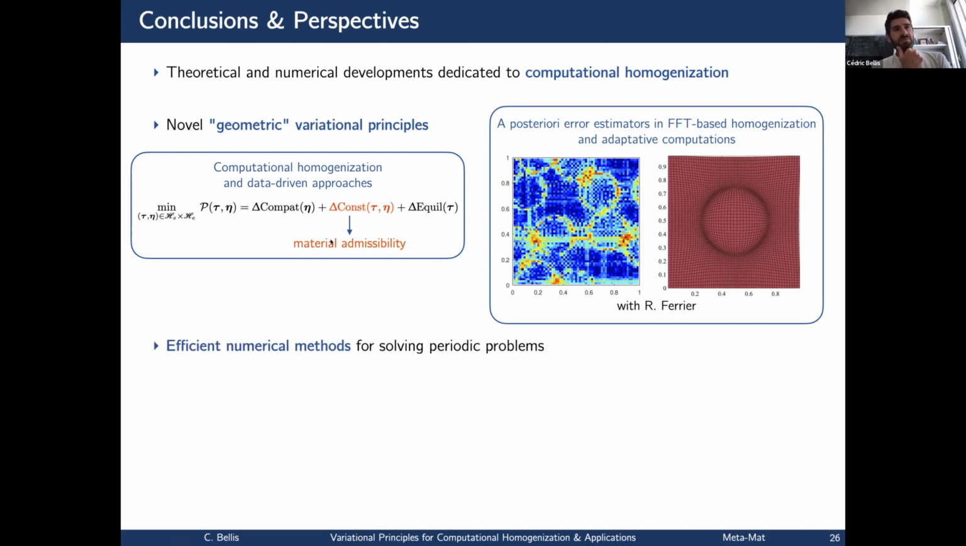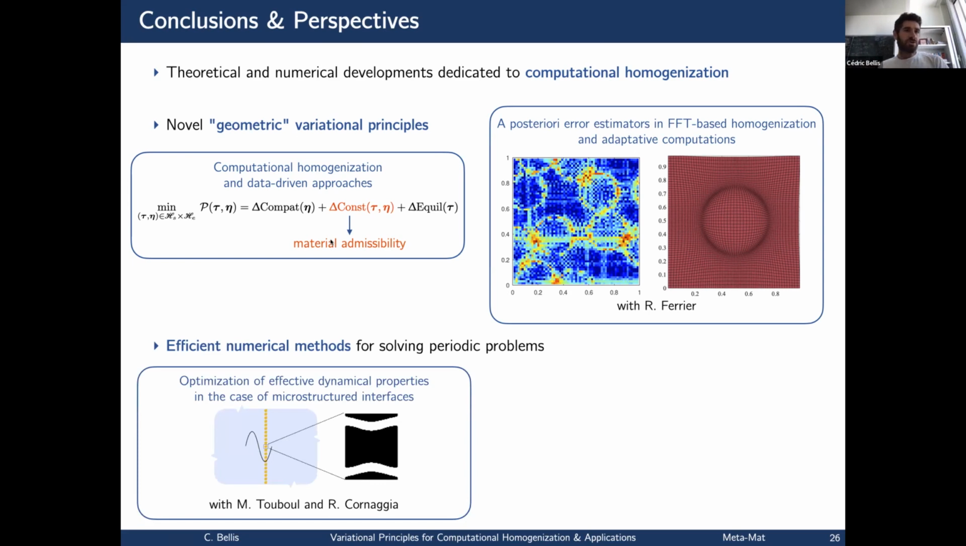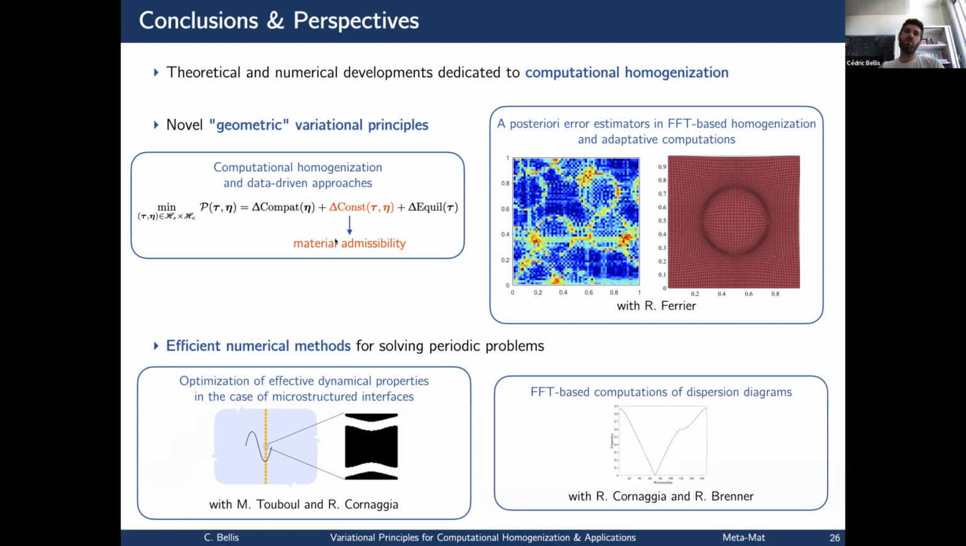And then, I've presented to you some numerical methods to solve these periodic problems and optimization problems. We are currently working on extending the optimization approach to the computation of microstructured interfaces with Marie Touboul and Rémi Cornadja. So we want to optimize microstructured interfaces that achieve some effective dynamical properties. And we are also working on the FFT-based computations of dispersion diagrams in acoustics and elasticity.